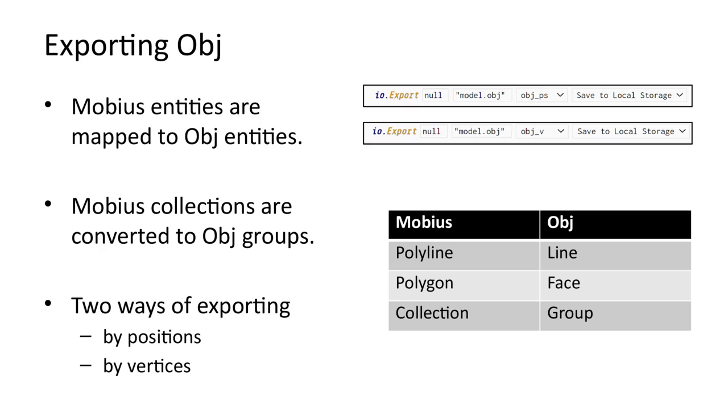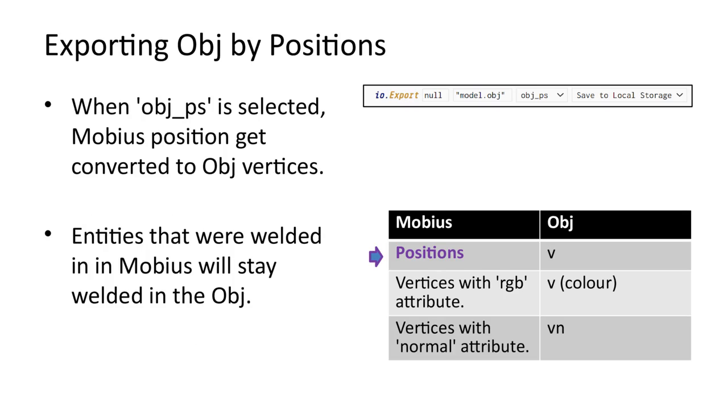The export function provides two approaches to doing this, by positions or by vertices. These two approaches affect how welded entities get exported. Exporting by positions means that Mobius positions get mapped to OBJ vertices. With this approach, entities that were welded in Mobius will also be welded in the OBJ file. The colors from welded Mobius vertices will be averaged and transferred to the OBJ vertices.